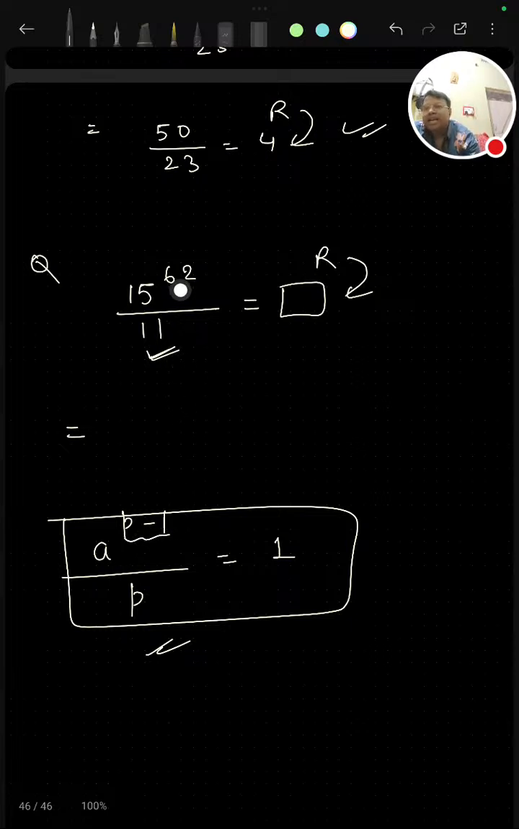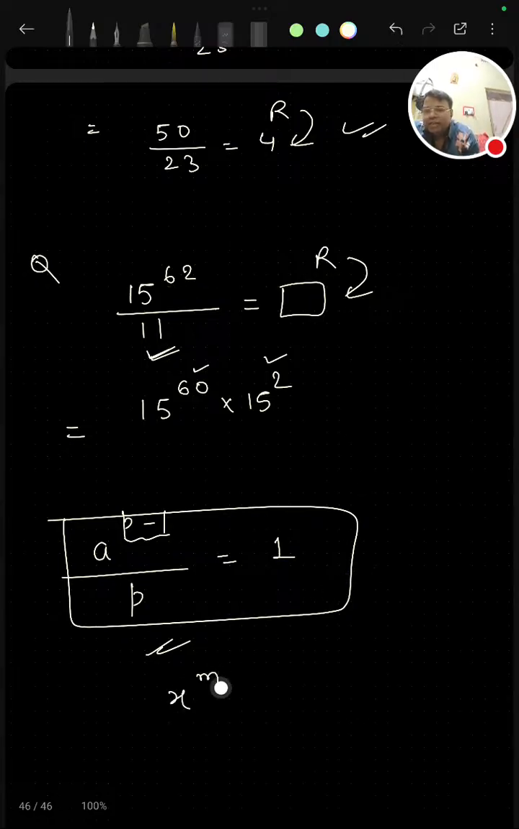So the power must be 11 minus 1, which is 10. So you have to break it into 15 to the power 60 and 15 square. So 60 plus 2 is 62. Do you know the law of exponents?